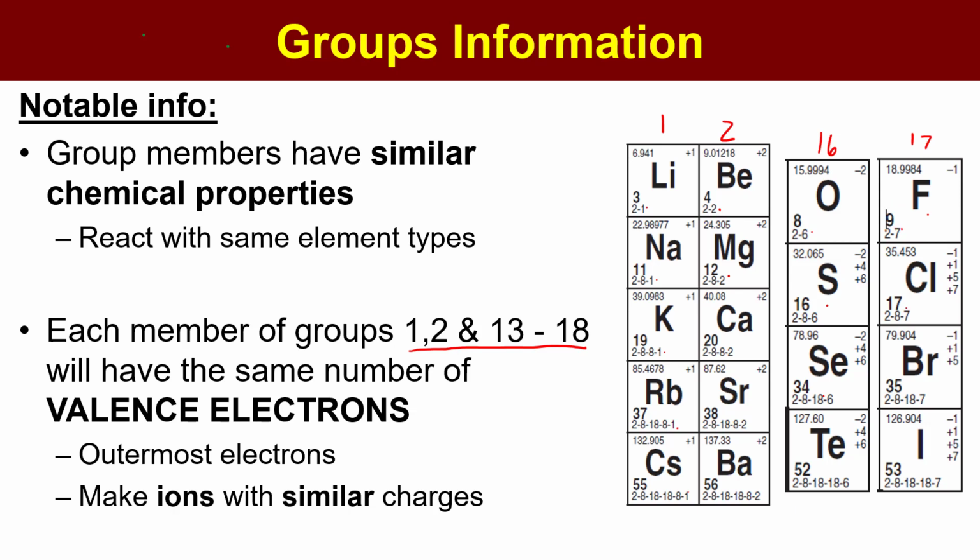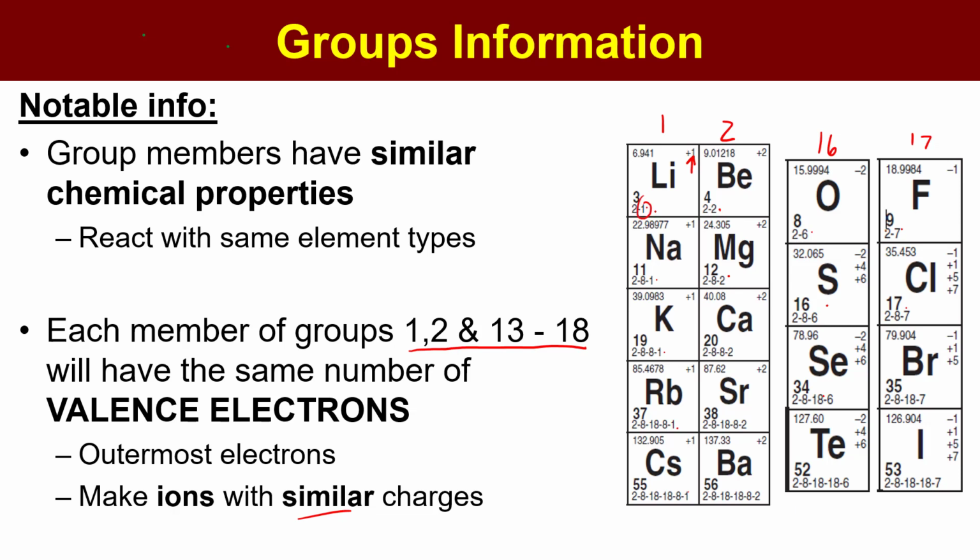That is going to mean that these atoms are going to make ions that have similar charges. And we can see that by looking at the oxidation number, which is in the upper right-hand corner of your periodic table box that we see here. Now, why do all the atoms in group 1 make a +1 charge? Well, you guessed it, there's 1 valence electron.